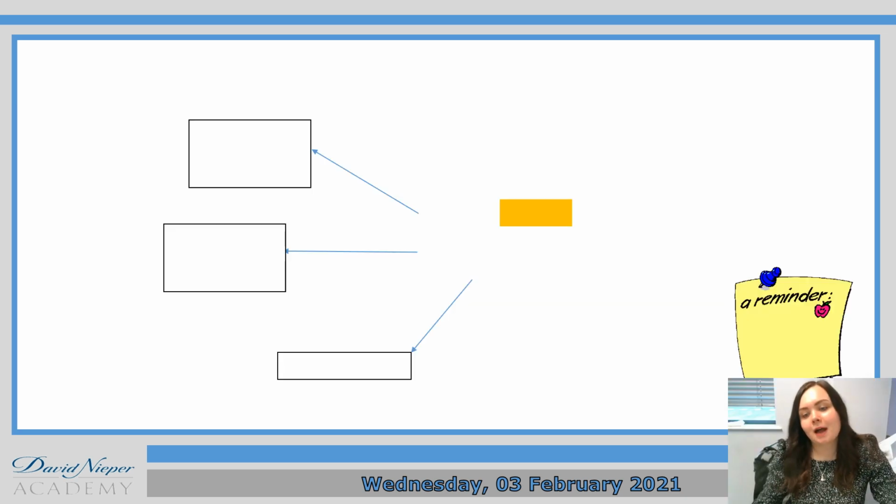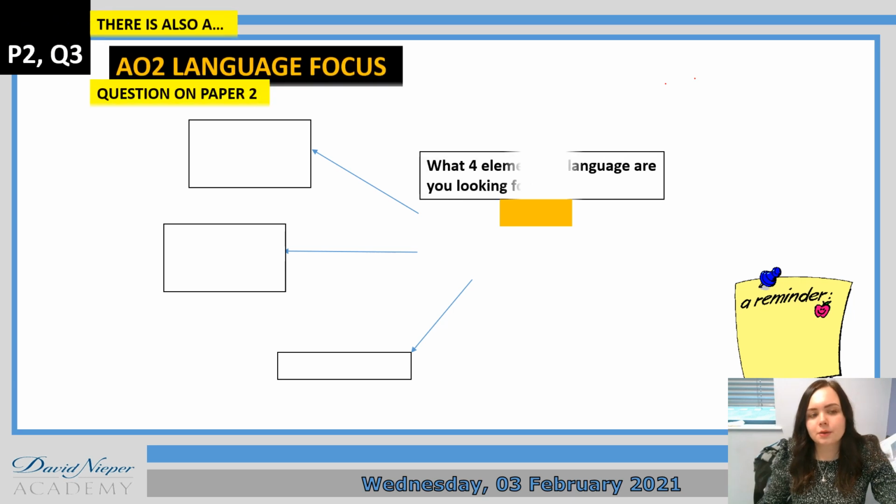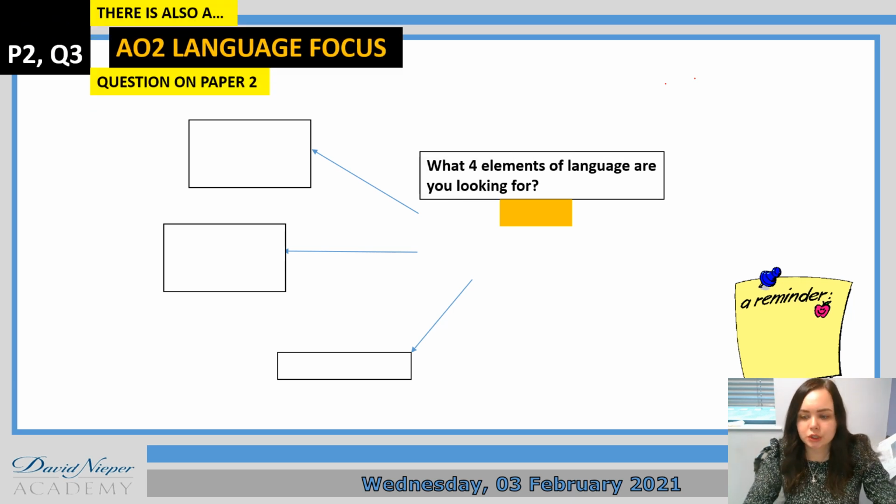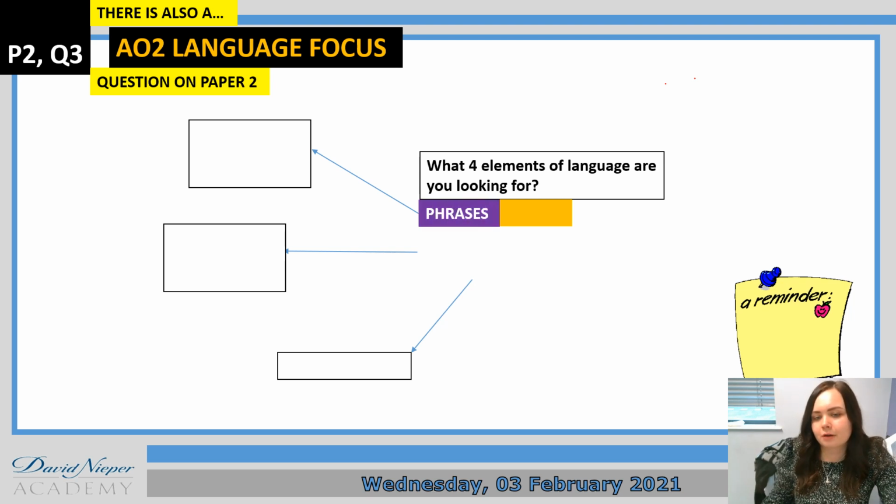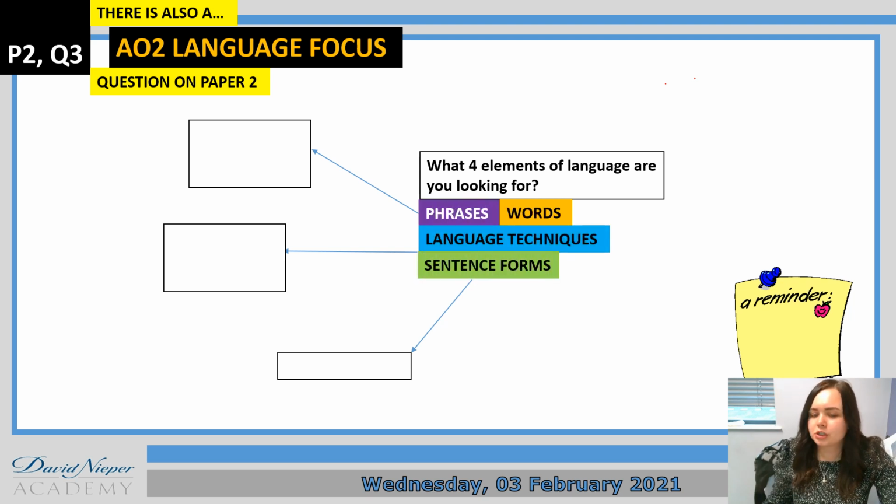So today we're going to be having a look at paper 2, question 2. Okay. So this is a language focused question, so very similar to paper 1, question number 2. And we are going to be having a think about what is this question asking you to look for, okay? Now, on the question, it gives you 4 bullet points as to the things it wants you to think about. So it says it wants you to think about phrases and words, it wants you to think about language techniques and sentence forms, okay? So I just want us to have a quick think about what these actually mean, okay?